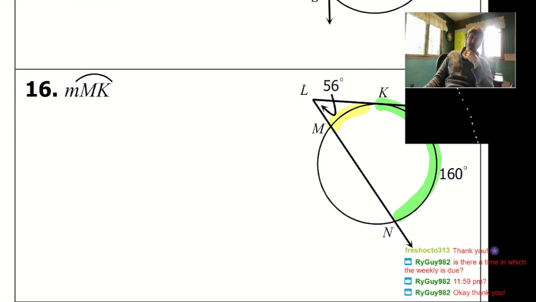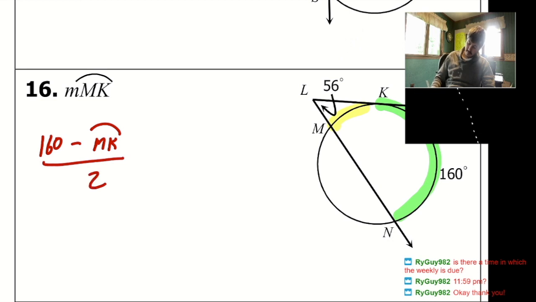If you write it backwards, you probably just get a negative answer, and if you do, double check your work and make sure you've plugged in everything properly. Since 160 is definitely the larger arc, the one furthest away from the angle is always going to be the largest arc. So 160 degrees minus MK over 2 is equal to the angle, which is 56 degrees.